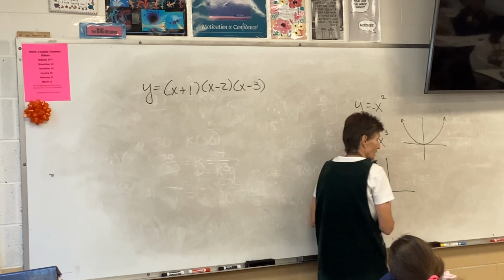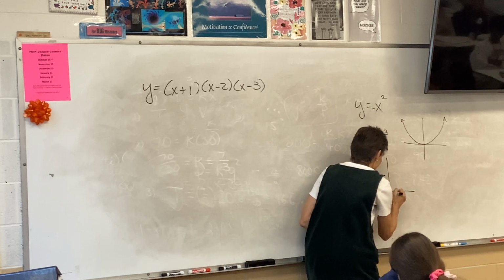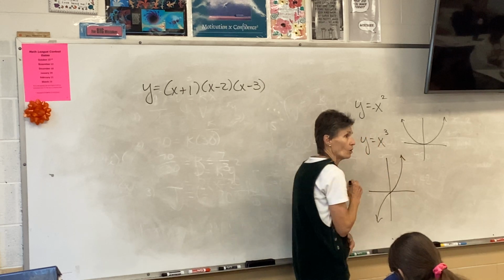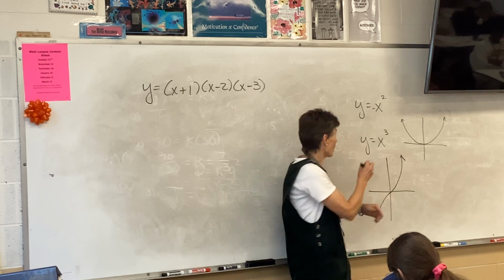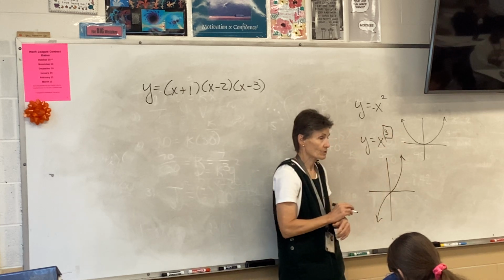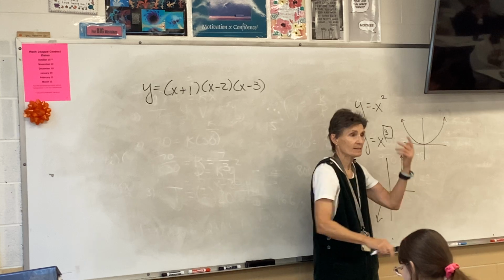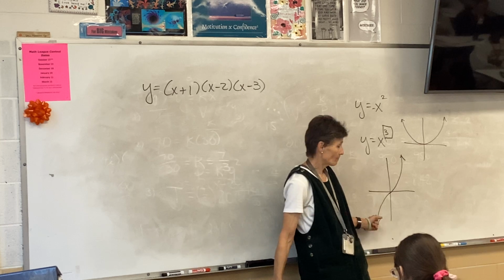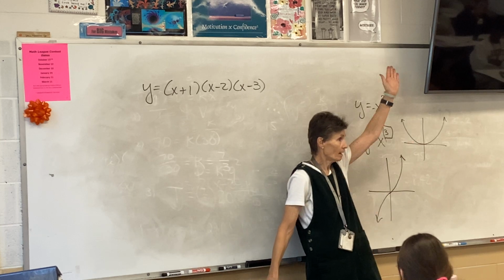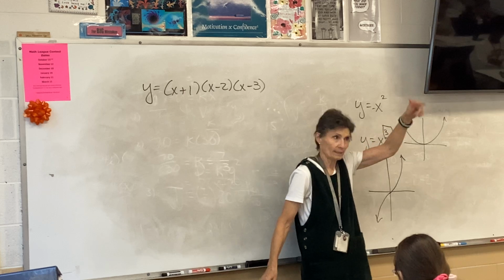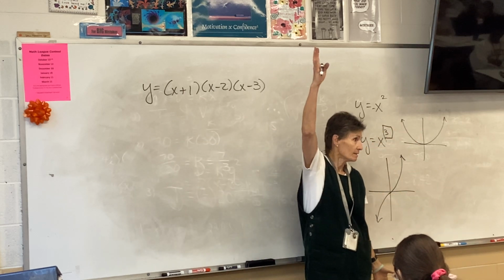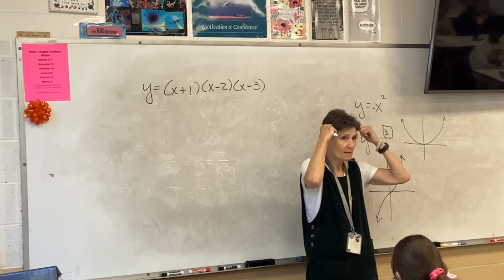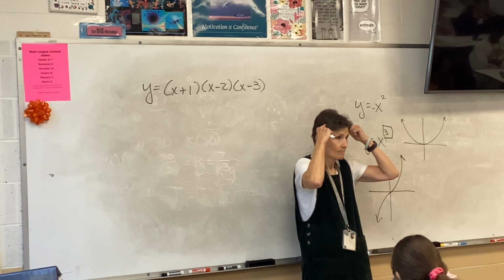X cubed doesn't look like that. On this side, x cubed is going down, but on this side, x cubed is going up. So for all odd powers, x to the fifth, x to the seventh, x to the 11th, any odd power, they're going to start down and end up. Always. Unless you put a negative in front of it and then it turns it upside down. Okay? So that's the first thing you've got to get solidified in your head.